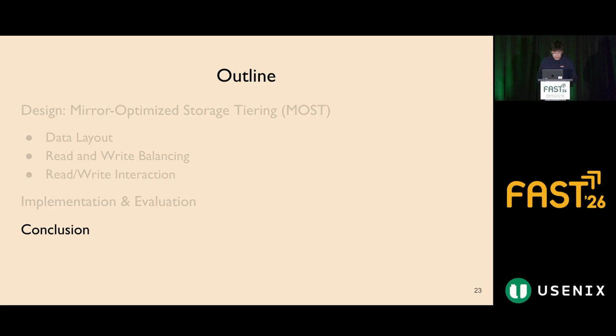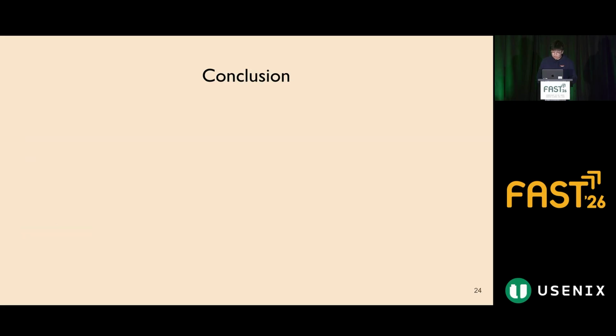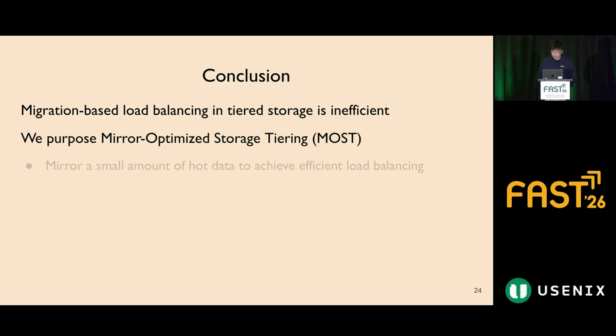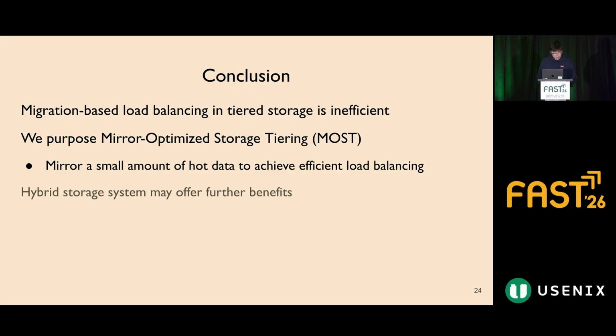And then we come to the conclusion. In the conclusion, we reviewed the problem of migration-based load balancing in tiered storage, and we proposed mirror-optimized storage tiering, which mirrors a small amount of hot data across tiers to achieve efficient load balancing. And we believe as the storage tiers become less hierarchical, such hybrid storage systems may offer further benefits.